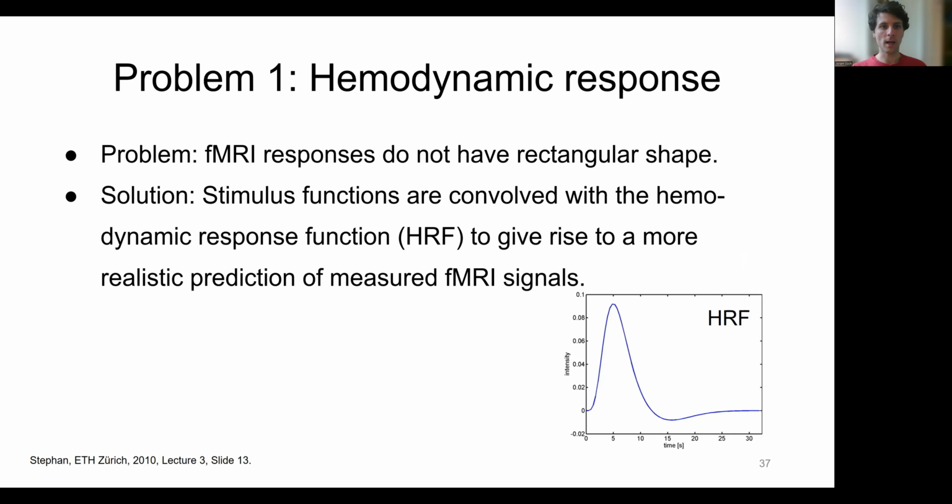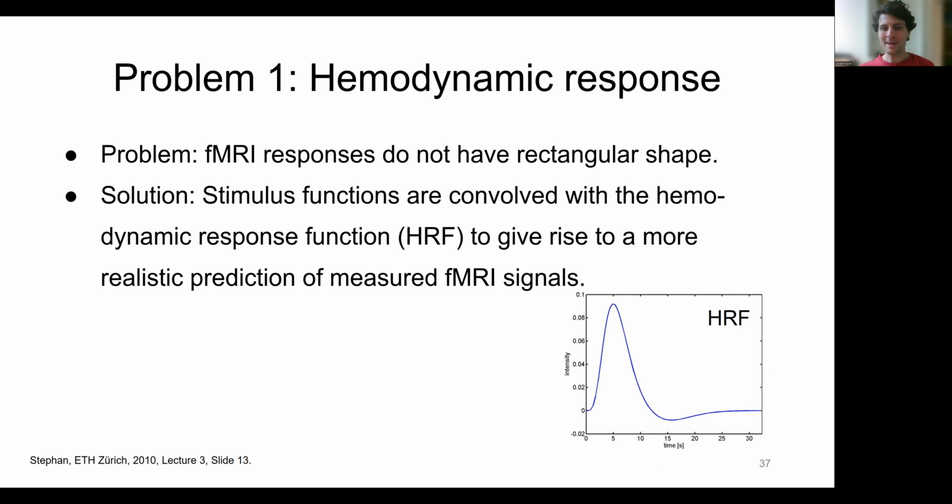Okay, the next problem is the hemodynamic response. As you can imagine, fMRI signals do not have the rectangular shape which we assumed them to have when using those rectangular stimulus functions in the beginning, when we were setting up our first simple linear model. In fact, the hemodynamic response of a brain region relative to stimulation is slow. It's very delayed, and it has the shape that is given on the bottom right. So the solution here will be that we don't use the stimulus functions directly, but the stimulus functions are convolved with the hemodynamic response function, which is given on the bottom right, to yield a more realistic prediction of the fMRI signals that we have measured.